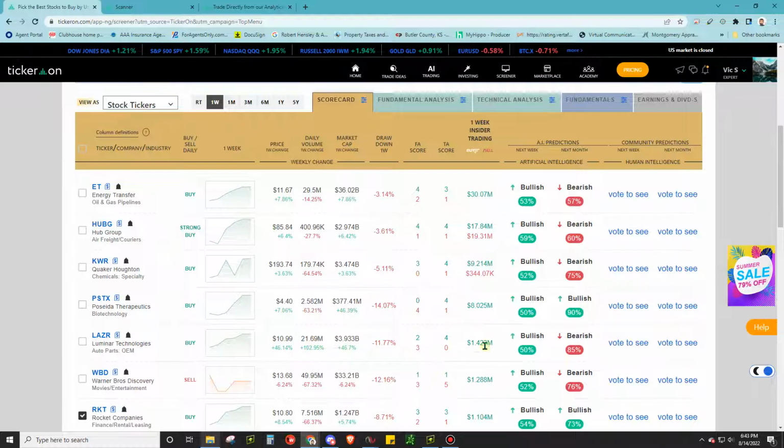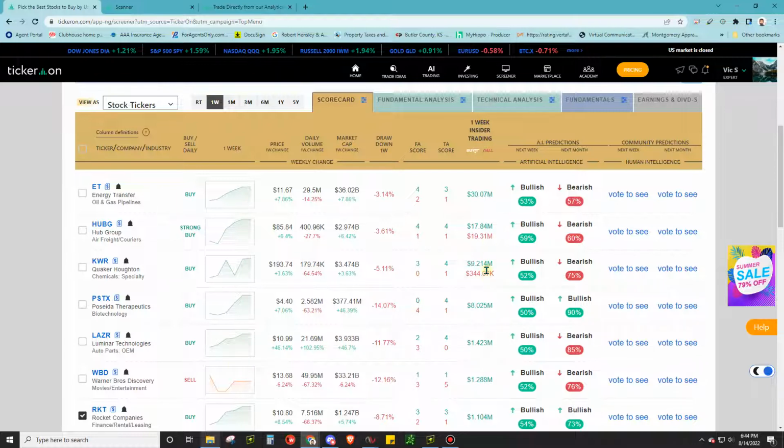Increasing volume with only a million insider buy. I'm not too sure about that. It's also very, very bearish into the next month, so this one's a little bit scary for me. This one has a bad fundamental analysis score, even though it's bullish.